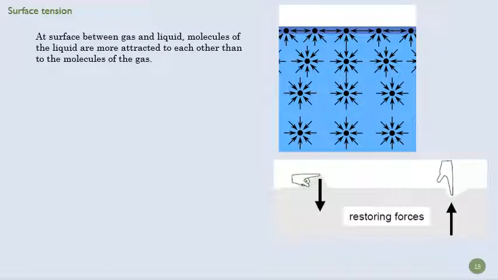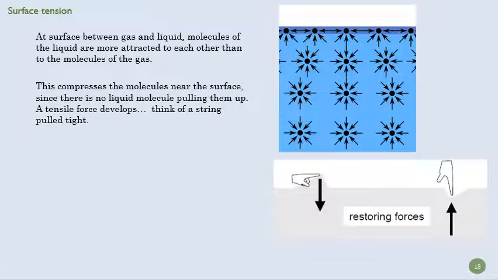But at the surface, the molecules of the liquid are more attracted to each other than they are to the gas, and that pulls these molecules at the surface down, because there's nothing pulling them up here. So they get pulled down more tightly at that surface level than they do in the body of the water, and that creates this phenomenon called surface tension.